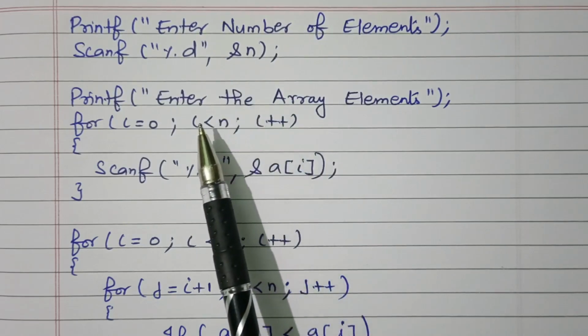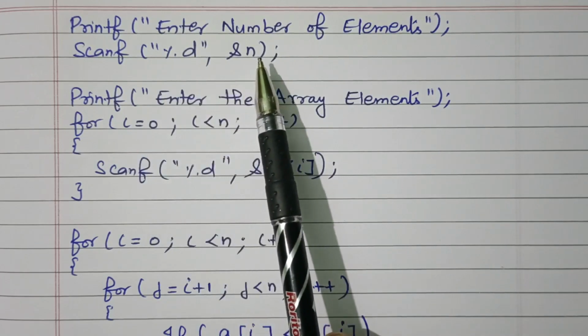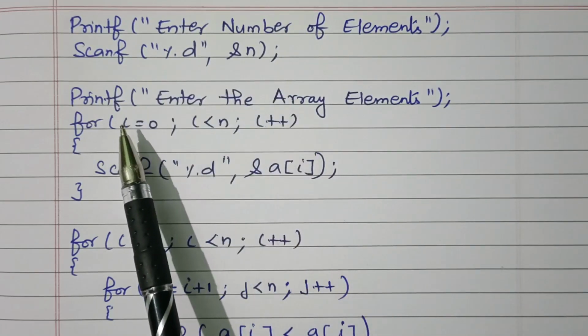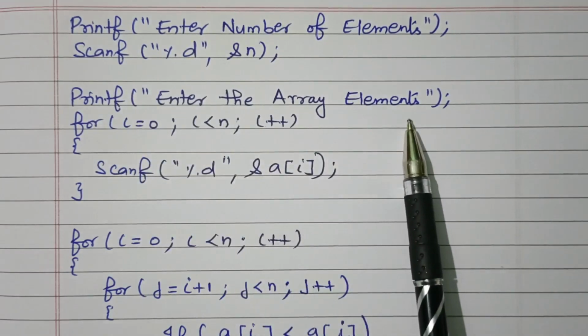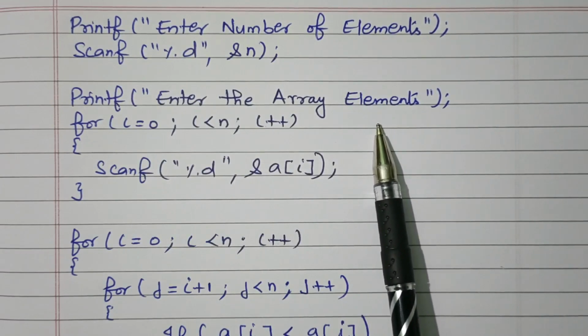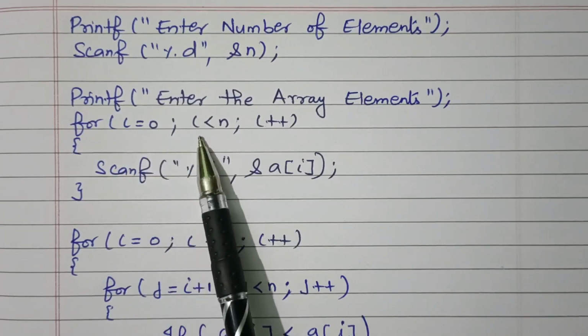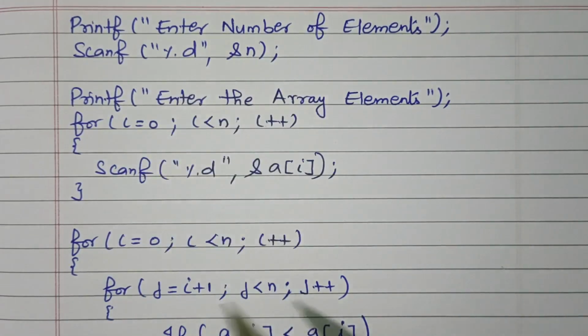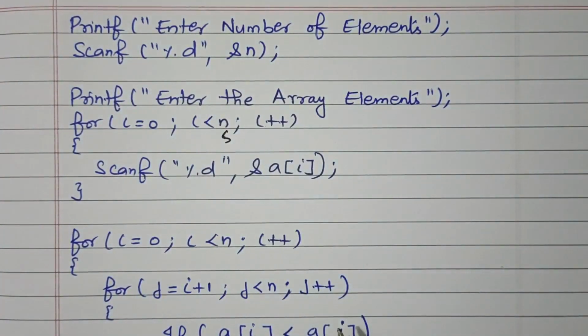Now we need to get the array elements. What are the numbers? Let us consider we enter 5 numbers. Now we'll get the 5 numbers here one by one. Printf enter the array elements. So array elements we can store in an array, so we need to use a for loop. For i equal to 0, i less than n, i plus plus. Let us consider n equal to 5.